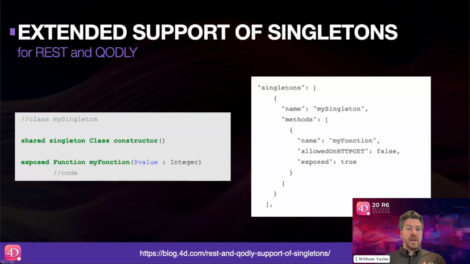So in 20R6, we've taken singletons to the next level. Singletons can now be called through the 4D REST API, which makes them usable out of the box in any application, especially Qodly Studio for 4D. When working in Qodly Studio for 4D, singletons are treated like data classes, which means you can expose and interact with them and their functionality directly in the catalog. So you have a shared singleton, and then you expose that function, and in your catalog, you now have the singleton exposed in your REST API.